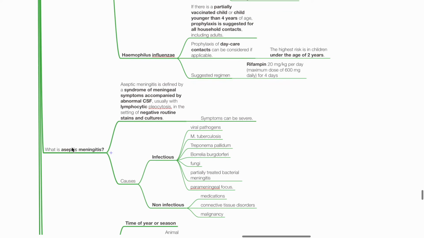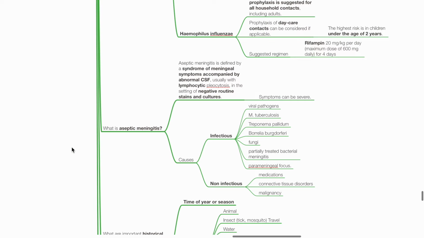What is aseptic meningitis? This is defined as a syndrome of meningeal symptoms accompanied by abnormal CSF, usually lymphocytic pleocytosis, in the setting of negative routine stains and cultures. Infectious causes include viral pathogens, Mycobacterium tuberculosis, Treponema pallidum, Borrelia burgdorferi, fungi, partially treated bacterial meningitis, and parameningeal focus. Non-infectious causes include medications, autoimmune or connective tissue disorders, and malignancy.